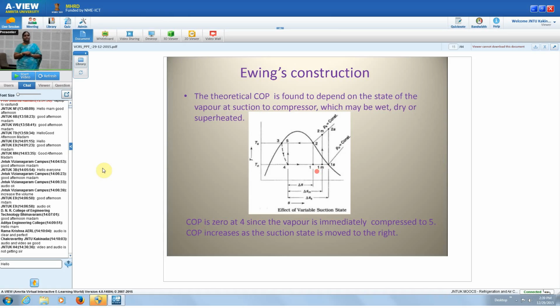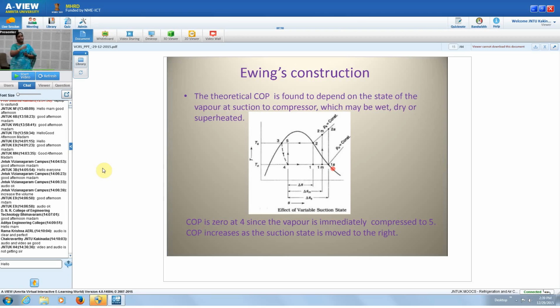So in that case also, the refrigerating effect produced is increased by the area under 1m, below that area. Similarly, at the suction of the compressor, the refrigerant is in 1s. So 1s is the vapor state, dry and saturated vapor state. So in that case, we can get more refrigerating effect.